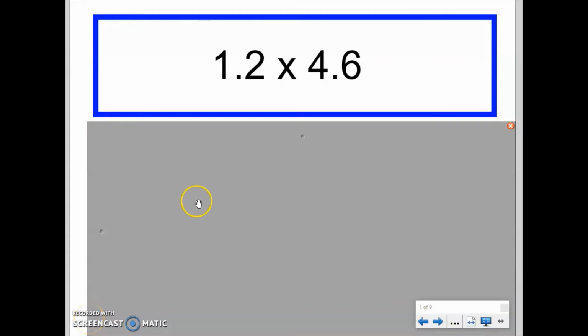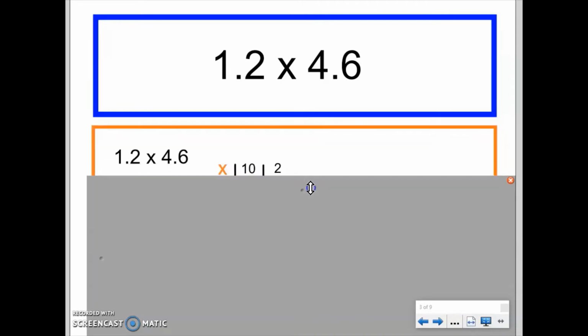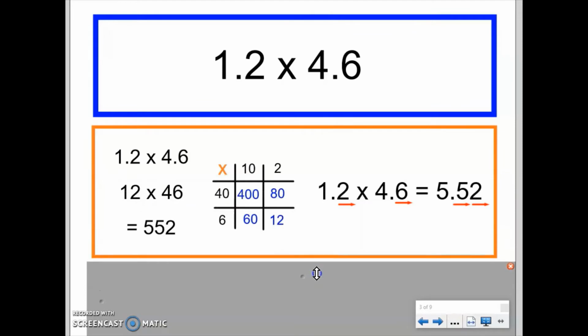Okay, so let's have a look at a slightly trickier example. 1.2 times 4.6. So that's what I'm trying to calculate this time. Remember, a non-calculator method. This is what my working out would look like. So if we look at the left-hand side of the screen, I've started with the calculation 1.2 times 4.6.